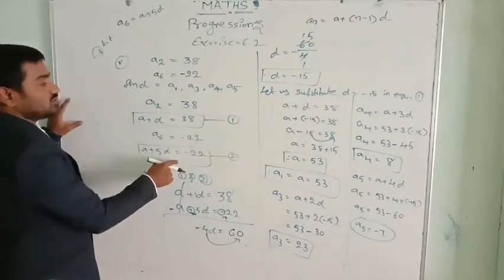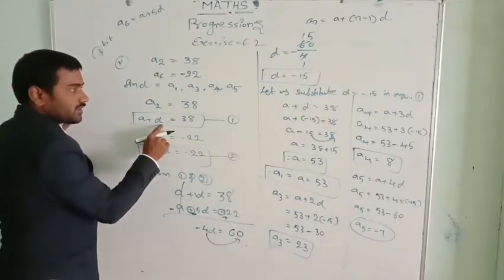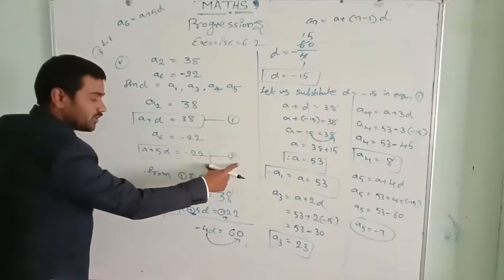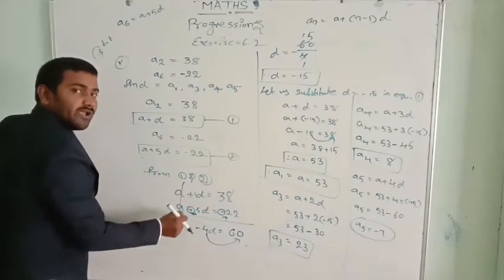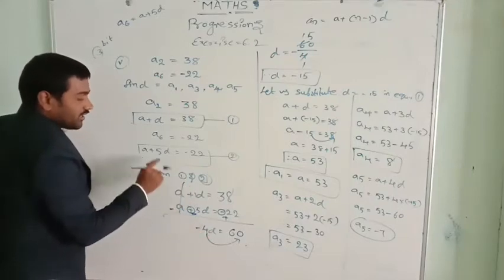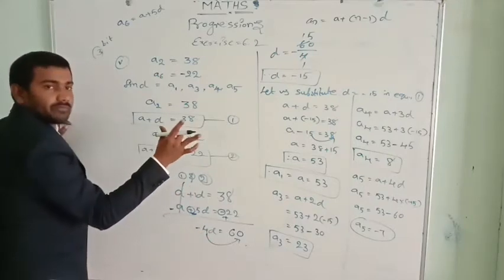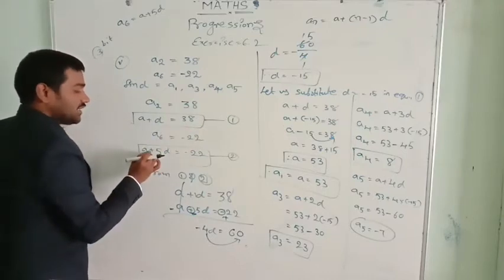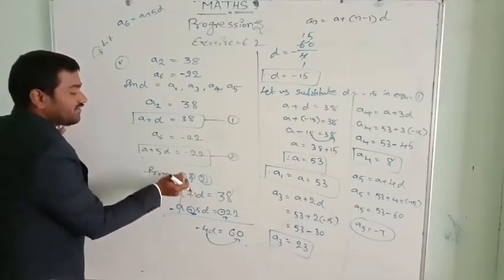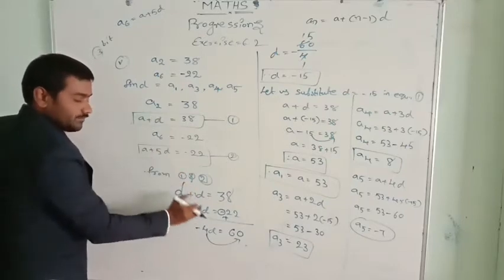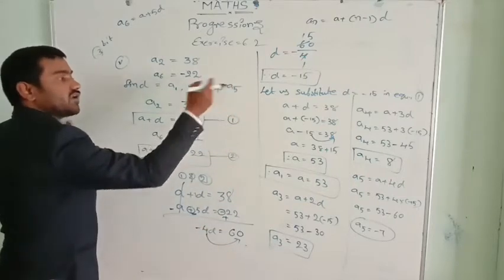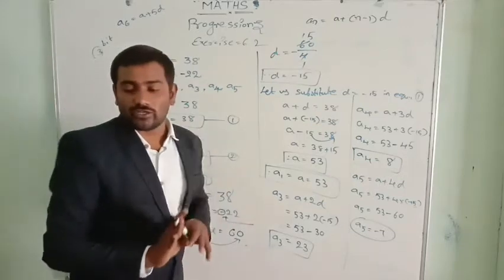Here you need not be confused. A2 equal to A plus D and A6 equal to A plus 5D. Here it is equation number 1 and here it is equation number 2. From 1 and 2, by doing the elimination process we cancelled one of the terms. Here both the terms are unknown, A term and D term. A plus D equal to 38, A plus 5D equal to minus 22. Both are unknown. How can we find them? By eliminating one of the terms, we will get one term. So we got D value, and from the D value, we got A value. In this way we can find out.